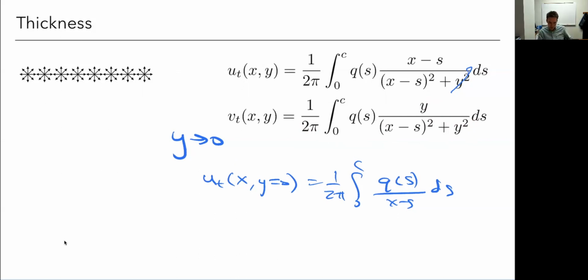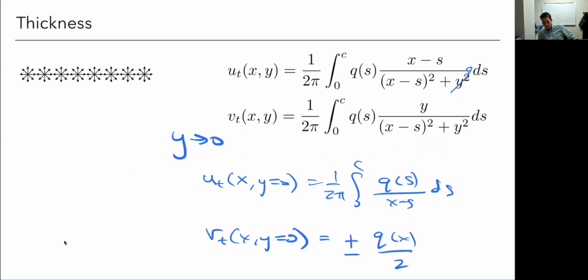But what we'll see is this is going to be 0 everywhere except for when s equals x. So this s is going to become an x, and then it's not dependent on s, so we can pull it out of the integral. And the result, when we do this evaluation at y equals 0, is just plus or minus q of x over 2. The plus corresponds to just barely above y equals 0, and the minus is on the bottom side.